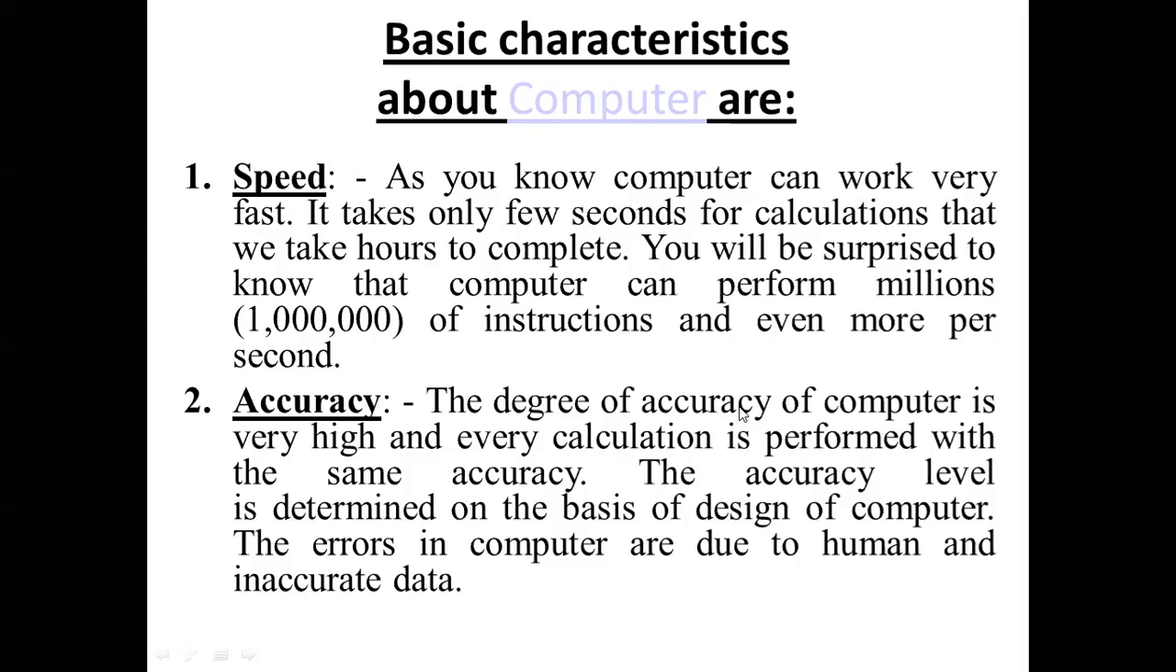As you know, computer can work very fast. This is very well known to all of us. Computer is very fast. It takes only a few seconds for calculations that we take hours to complete. If any task is done by a human being, it will take hours to complete. But if that same task is completed by computer, it will take only a few seconds, a few minutes. You will be surprised to know that computer can perform millions of instructions and even more per second.